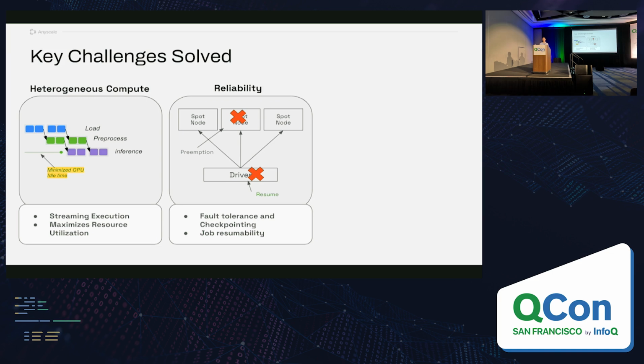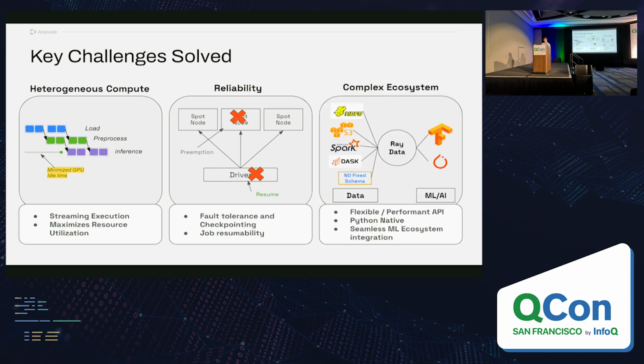And the second challenge is, like I mentioned, reliability is an issue if we want to build a data pipeline on very cheap spot instances. So Ray Data, along with Ray Core, also makes sure the reliability is there. Specifically, we have fault tolerance and checkpointing to make sure all the jobs can be done with the correct functionality and states. And also, we have job reliability so that whenever the instances are preempted by the cloud providers, we can make sure all the jobs will get executed only once. And the third challenge is to deal with the complicated ecosystem.